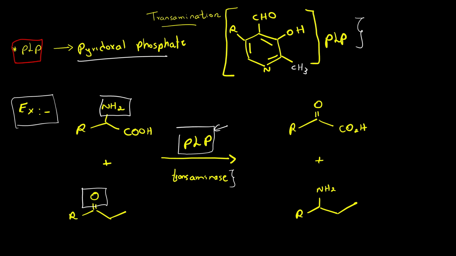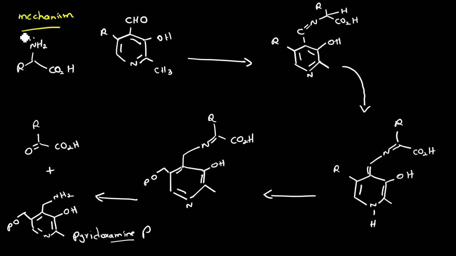So we are going to talk about the mechanism of this particular reaction. Okay, here in the first step, this is the PLP. Now in the first step you can see imine formation happens. Imine formation. So let me take the yellow color so you can highlight these things. Imine formation. This is the imine formation.